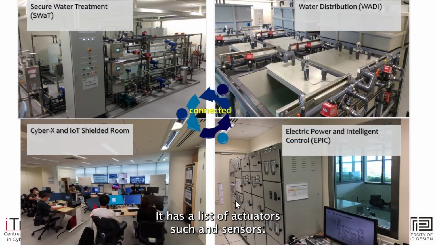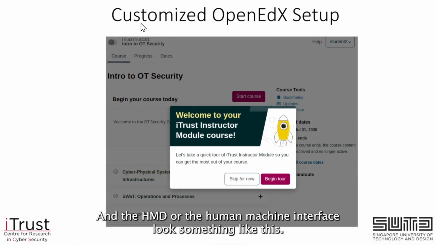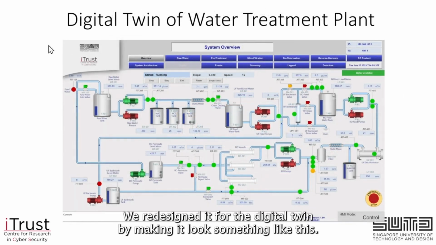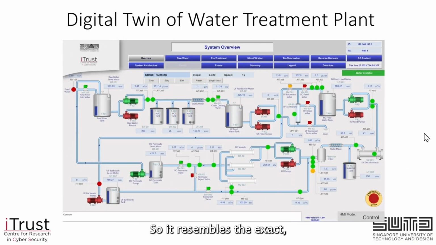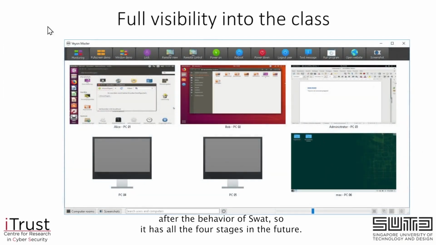It has a list of actuators and sensors. So we see a sensor here, such as a flow meter. We see an actuator here, such as a motorized valve, which can be opened and closed using digital commands. And the HMI, or the human machine interface, looks something like this. We redesigned it for the digital twin by making it look something like this, so it resembles exactly the HMI used for the actual water testbed. And the digital twin is modeled exactly after the behavior of SWaT, so it has all the 4 stages.